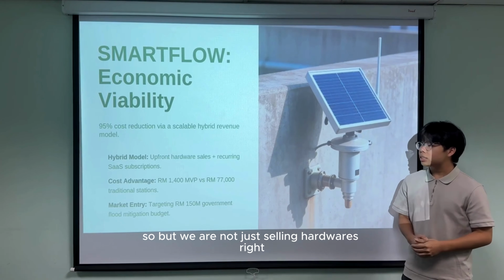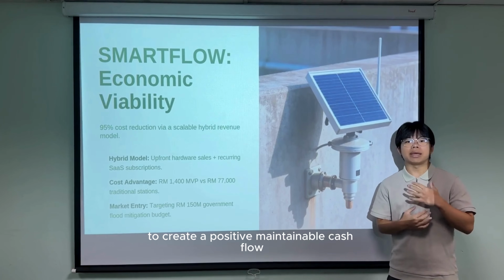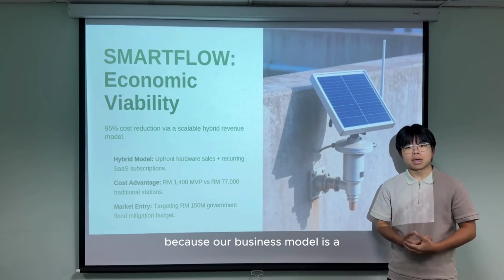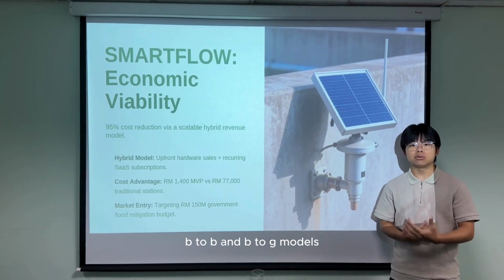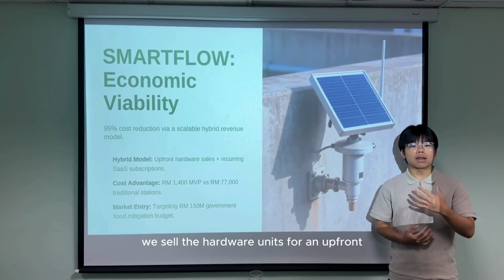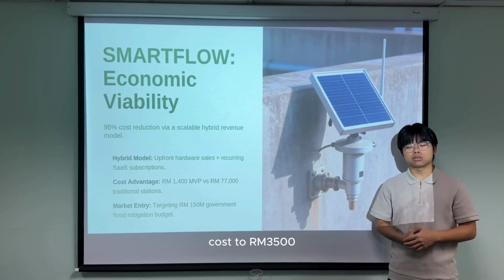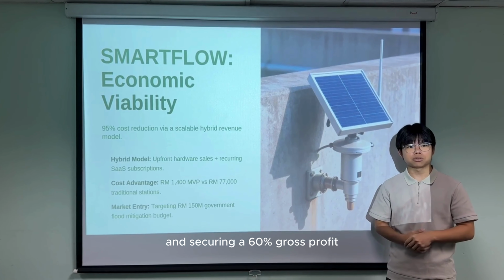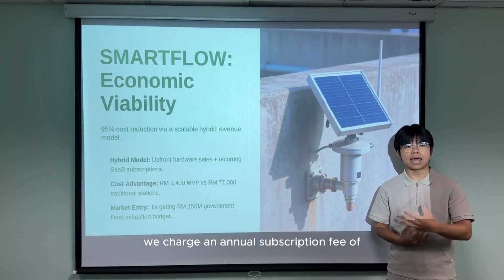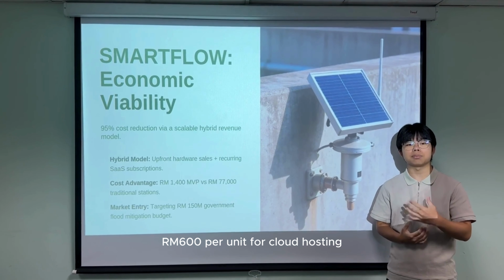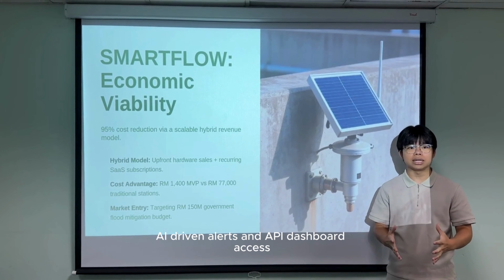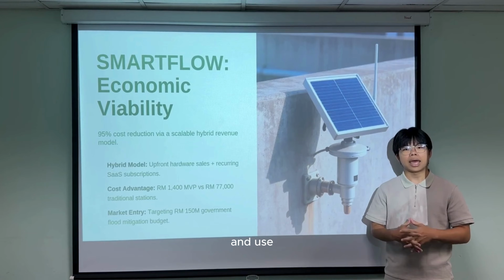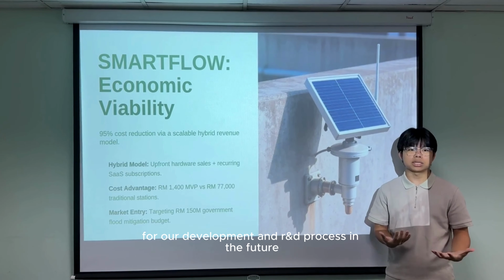But we are not just selling hardware, right? To create a positive, maintainable cash flow, we are actually building a recurring revenue ecosystem because our business model is a B2B and B2G model. We sell the hardware units for an upfront cost of 3,500 Malaysian ringgit, securing a 60% gross profit. And on top of that, we charge an annual subscription fee of 600 ringgit per unit for cloud hosting, AI-driven alerts, and API dashboard access. This can guarantee our sustainable cash flow and be used for our development and R&D process in the future.